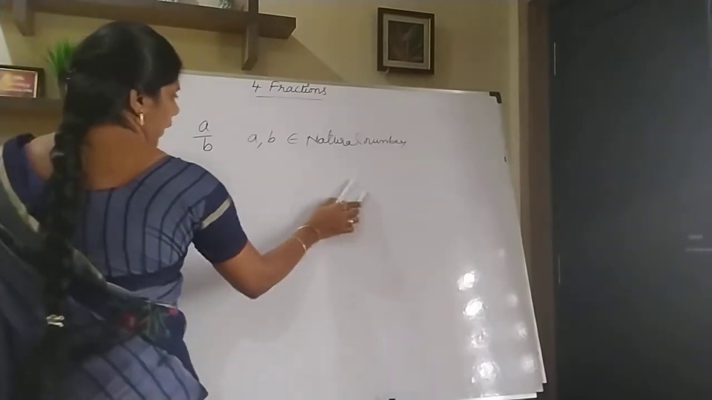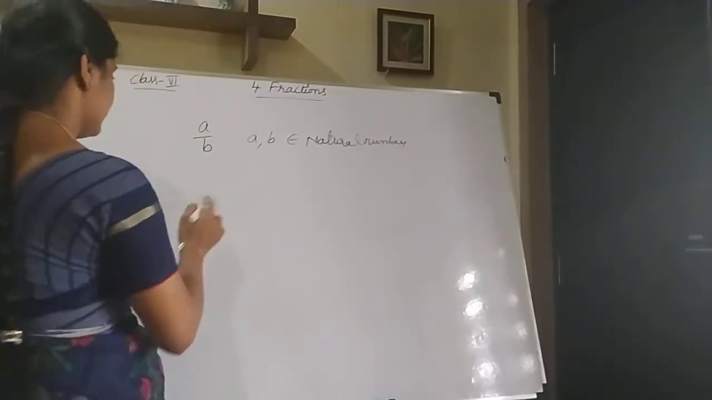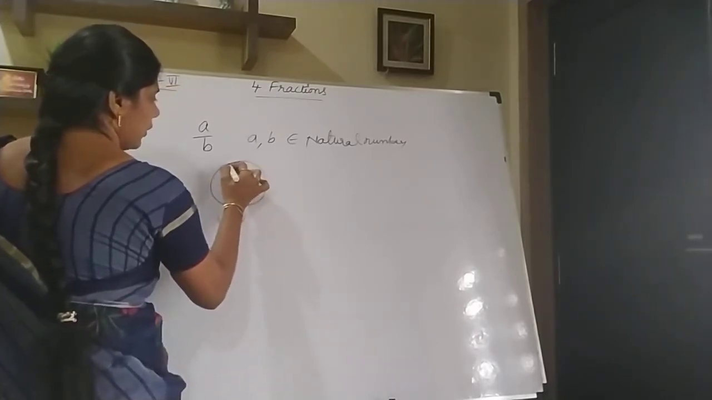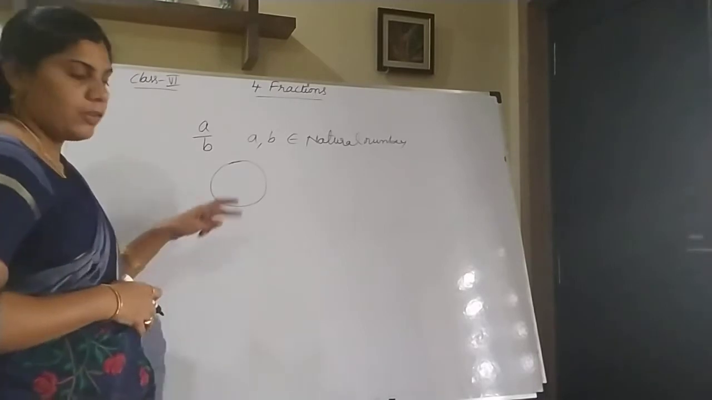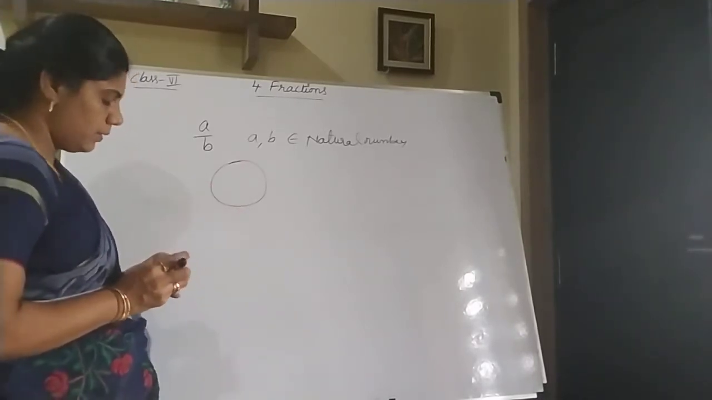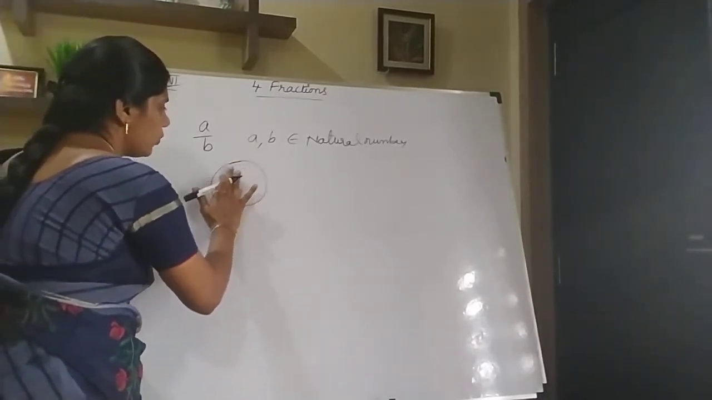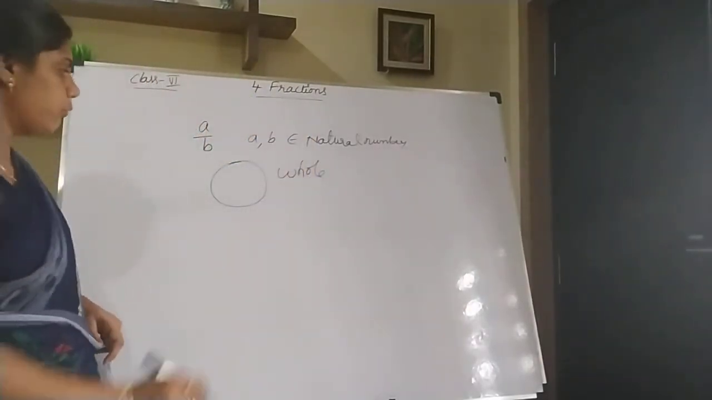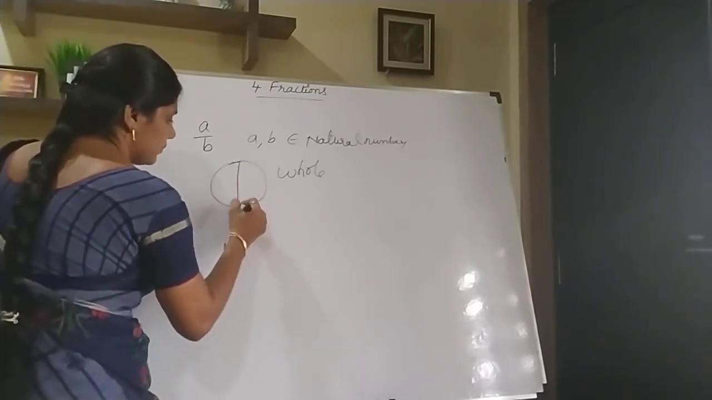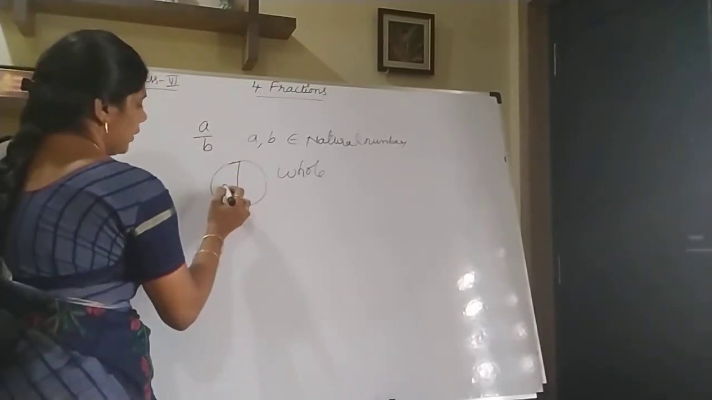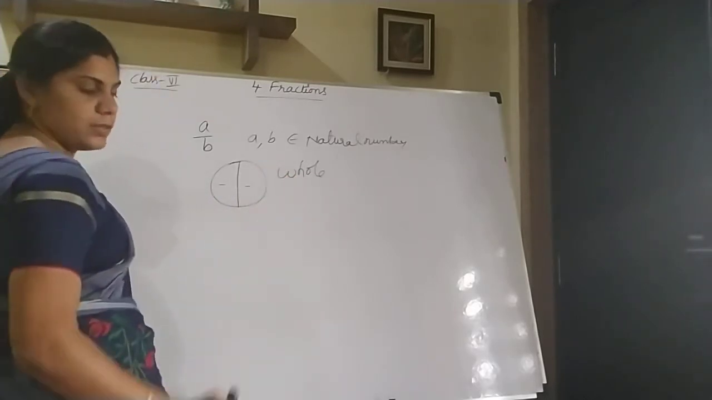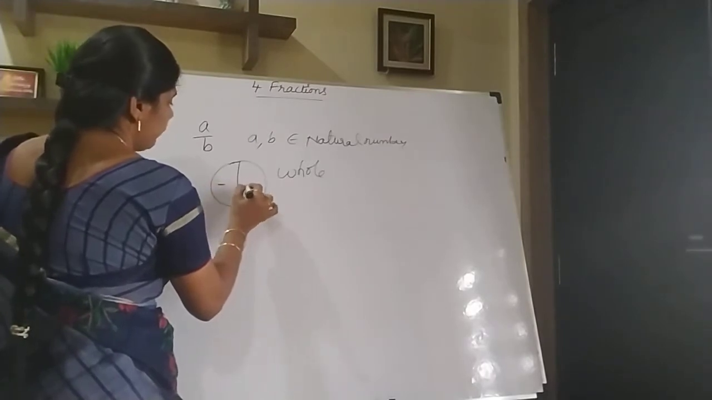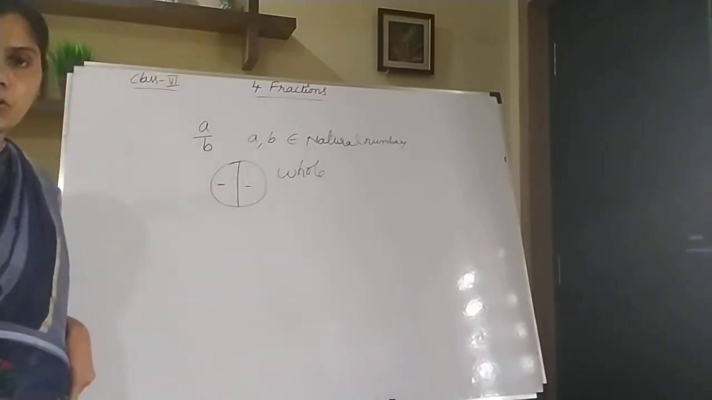Okay, now how can you write a fraction? See this one. This is a round, right, a circle. Okay, this is a whole. There are no divisions here, so this is a whole thing, a whole circle. If you divide this one, now this will become two parts. So this is a whole thing, and we are dividing this one into two parts.